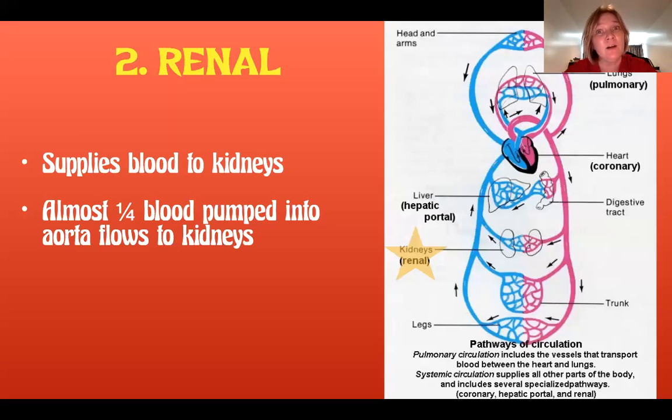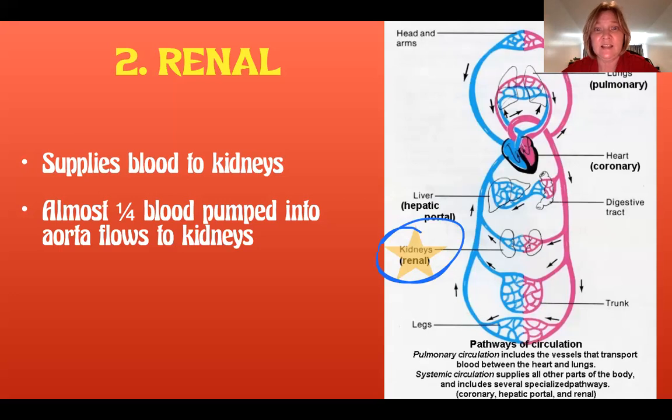Okay, now to talk about specific subsets of systemic circulation. There are a few parts that are essential in blood filtration, and probably the most important is renal. Renal means kidneys. So you see down here, here are the kidneys. That's what renal means.